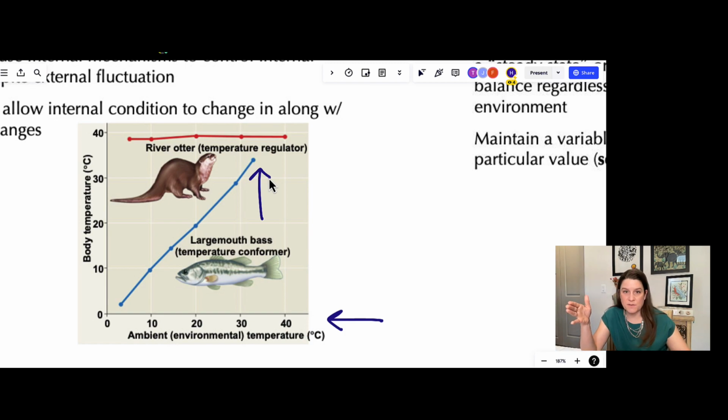Now, is the bass going to be a conformer for everything? No, in this case it's temperature, but it's not going to just let its water content go willy-nilly, because then it could explode or dry out. So it's going to have regulation for that.